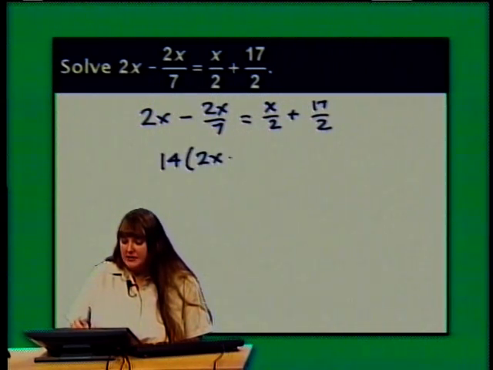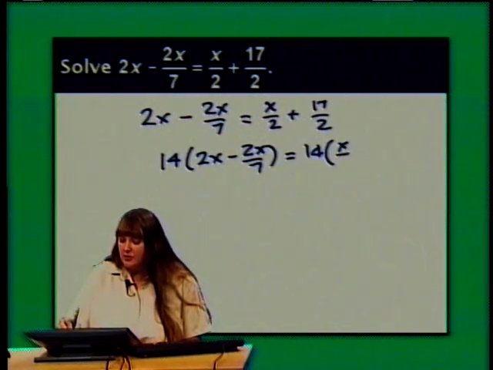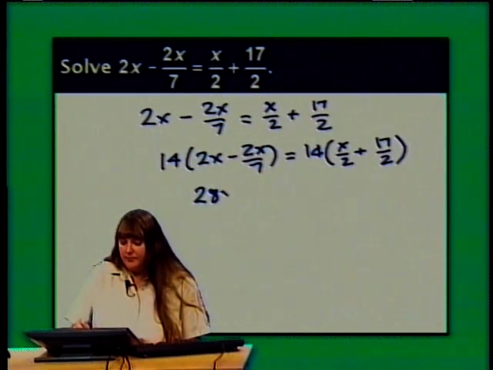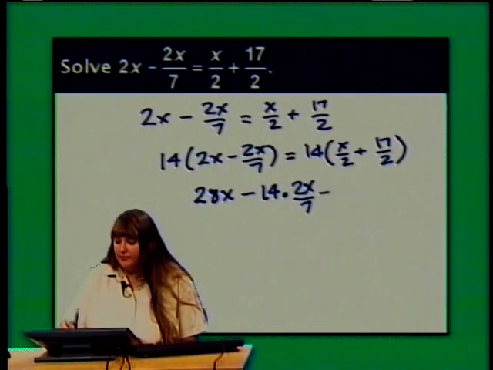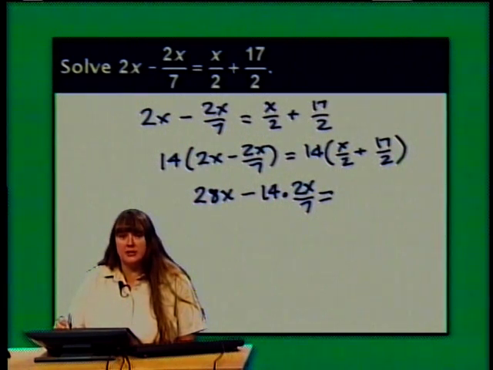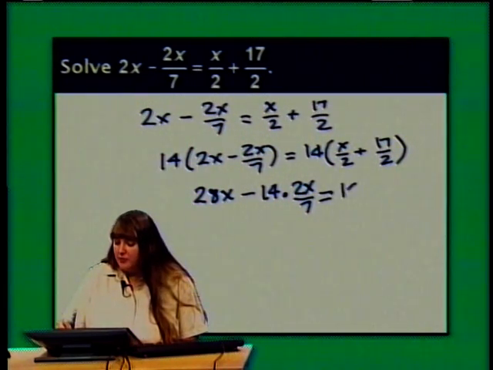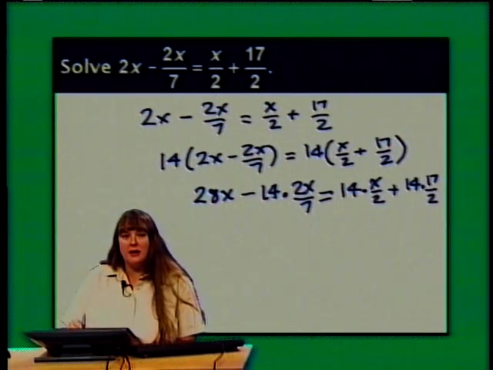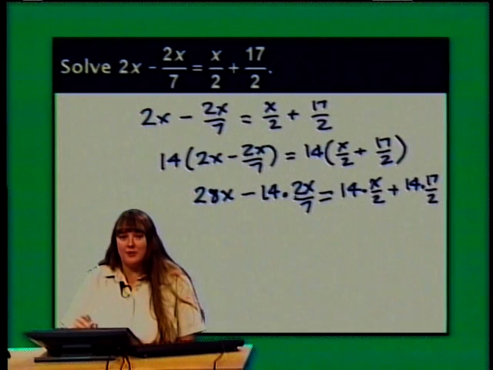14 times (2x minus 2x over 7) equals 14 times (x over 2 plus 17 over 2). 14 times 2x is 28x minus 14 times 2x over 7. I also need to distribute the 14 on the right-hand side of the equation. So I have 14 times x over 2 plus 14 times 17 over 2. Notice I'm writing out the distributive property on the terms that involve fractions, so I make sure I don't make any mistakes in my fractional arithmetic.